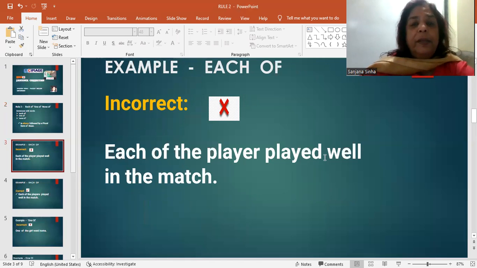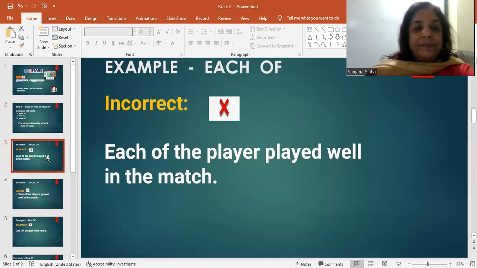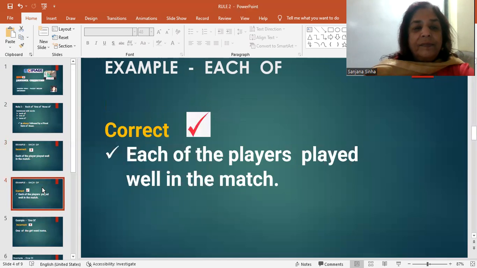Each of the player played well in the match. Now, this is an incorrect sentence. Each of the player played well in the match. So where is the error? The correct form is each of the players.